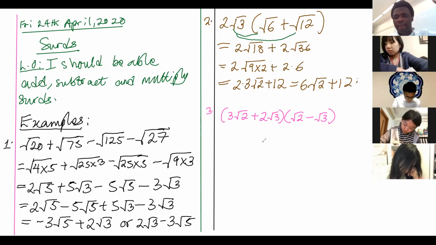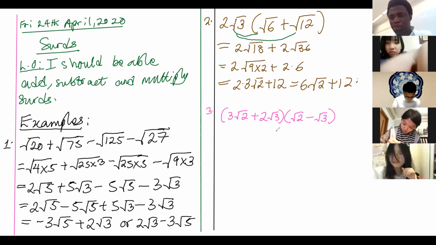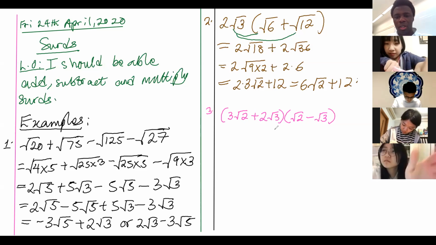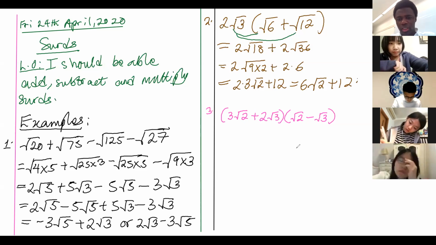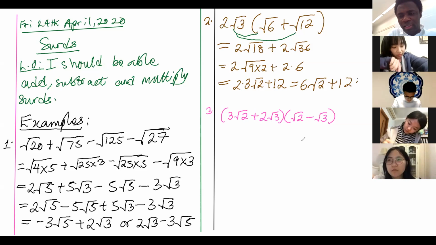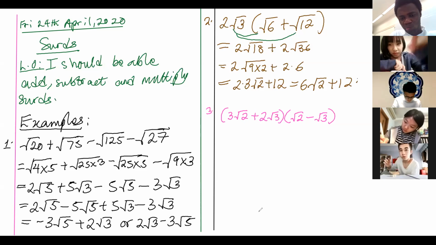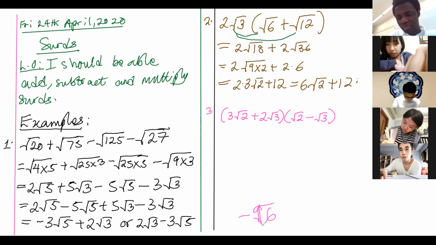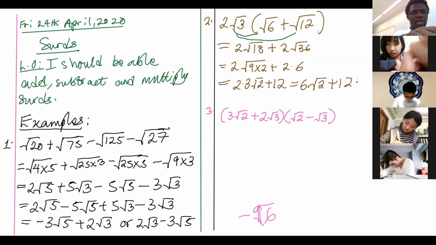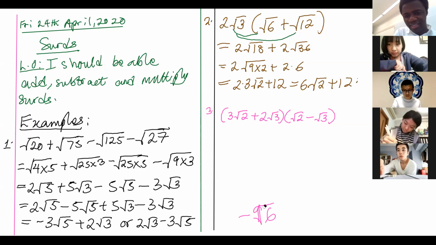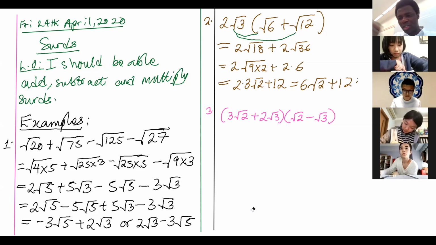Signify when you're done. I'm done. Okay. Oh, great. So what do you get? Final answer. Tell us the final answer. I got negative root 6. Same. Negative root 6. Same. Oh, okay. So there's no number. Okay, so the numbers cancel out, I guess.